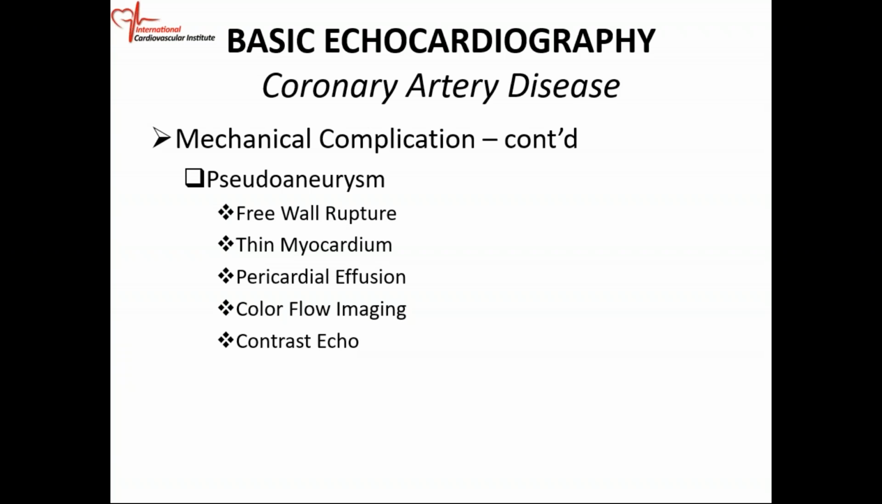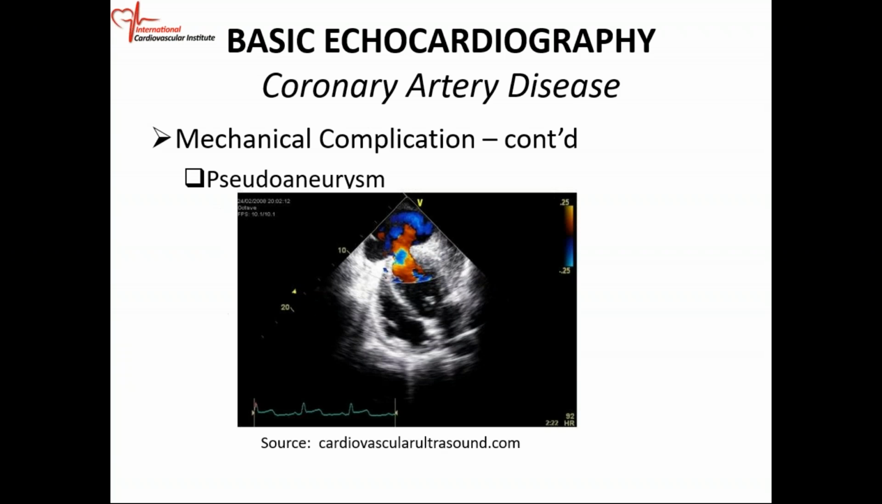And you need to distinguish a pseudoaneurysm from a true aneurysm. And we always talk about it having a narrow neck. Sometimes you can use your Doppler to show that there is a flow of blood from, say, the LV into this cavity. You're going to have a very thin layer of myocardium, and you can use contrast echo to help you as well.